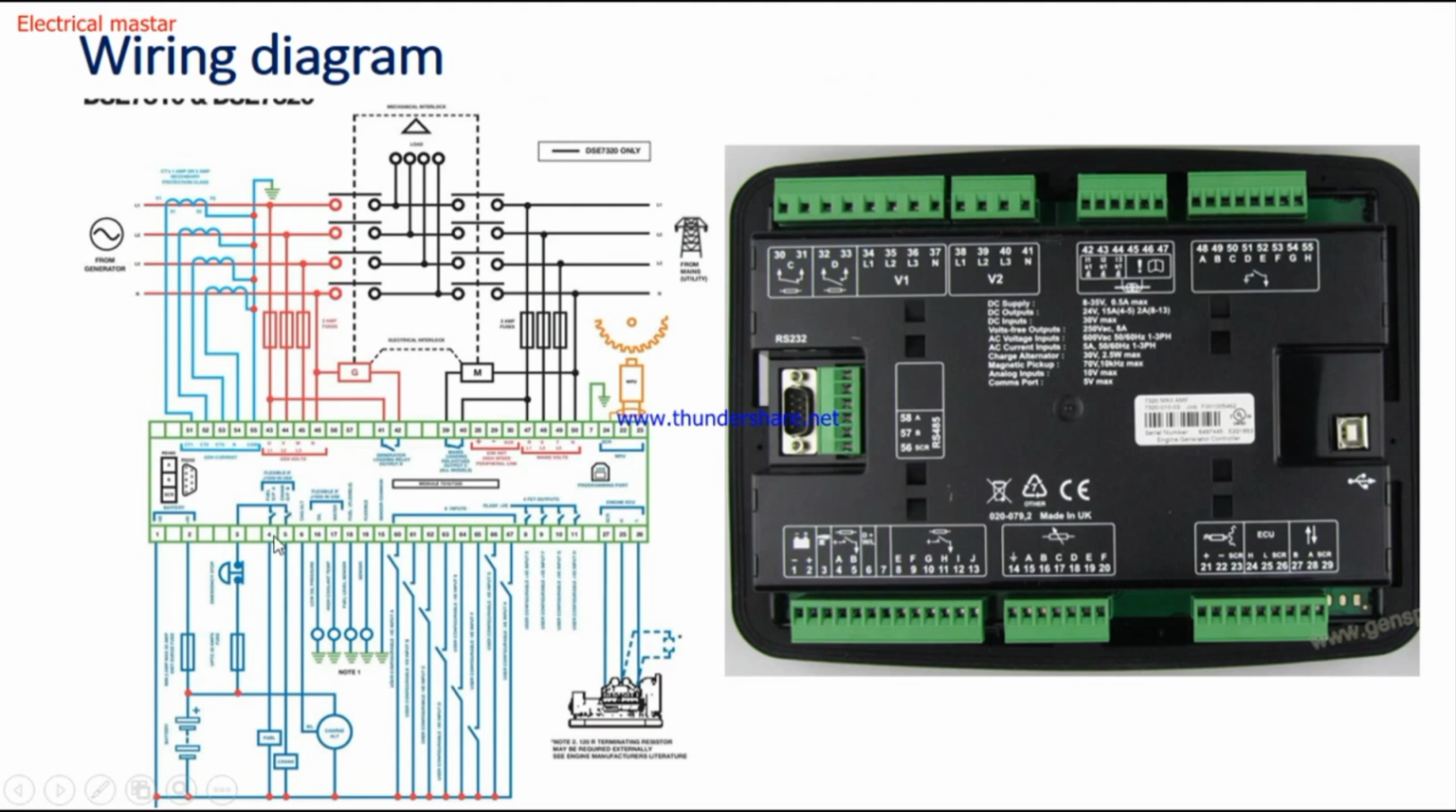Then 4. From terminal 4 we need to connect one cable to the fuel solenoid system in the diesel generator. In the diesel generator there will be a fuel solenoid. Whenever the supply is given, the fuel solenoid will allow the fuel pump to run. Whenever the supply is cut, the fuel solenoid stops the generator. It is also called the stop solenoid system.